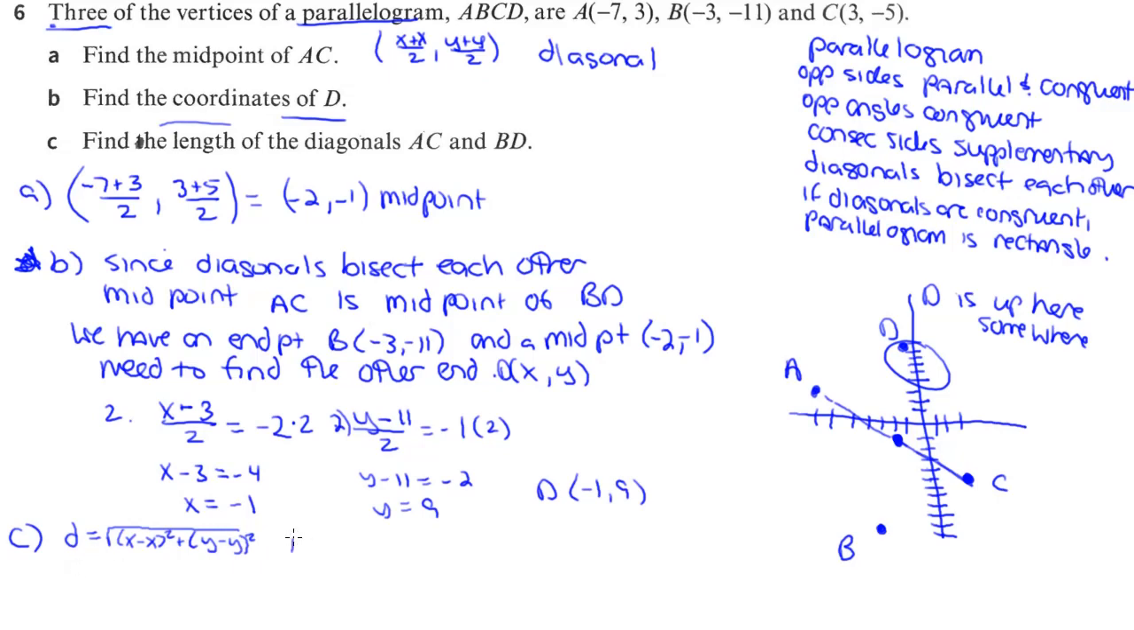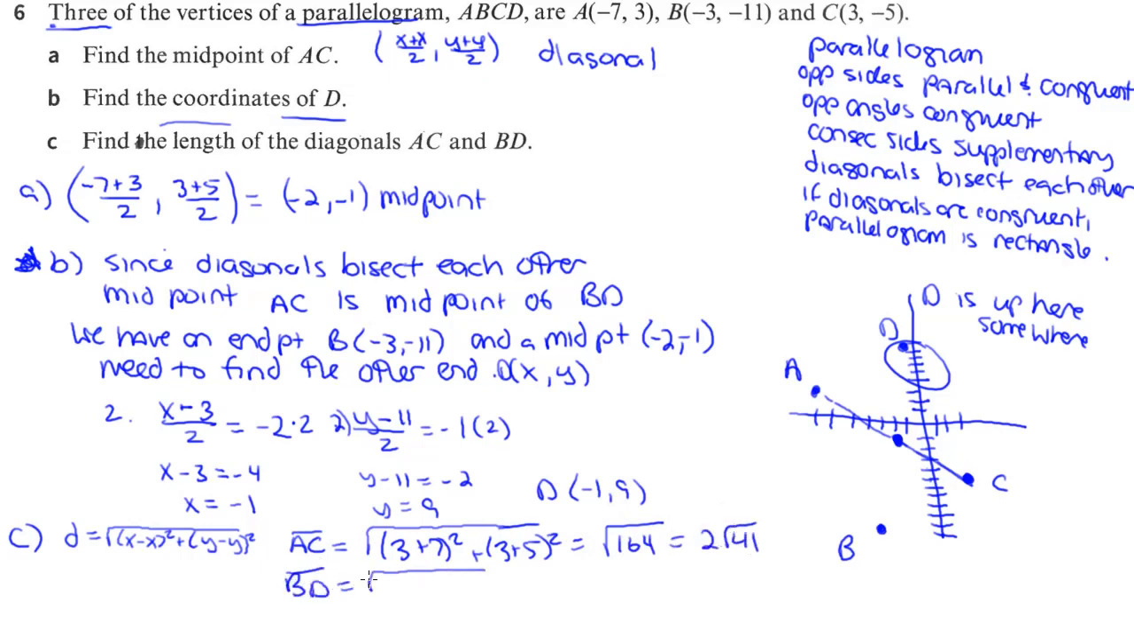Okay, so here's what I've got. AC, I'm going to end up with the square root of 164, which reduces to 2 square root of 41. And then BD, I'm going to end up with a square root of 404, which is going to reduce to 2 times the square root of 101.